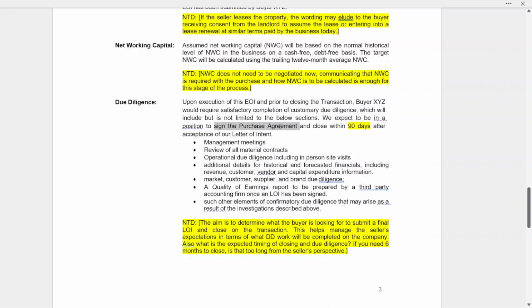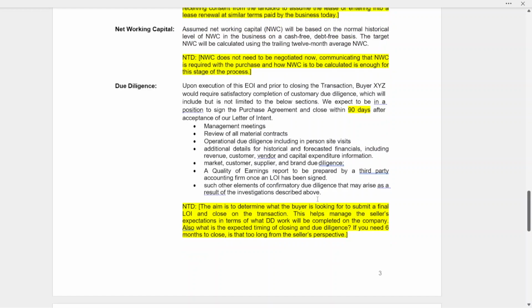sign the purchase agreement, which is the final legal agreement, and close within 90 days after the acceptance of our LOI. So not only are they saying, what do I need between the EOI and the LOI, but they're saying, once we sign that LOI, it'll take us 90 days to close this transaction. So it's a really good way to manage seller expectations around timing and what their workload is going to look like in the coming months.